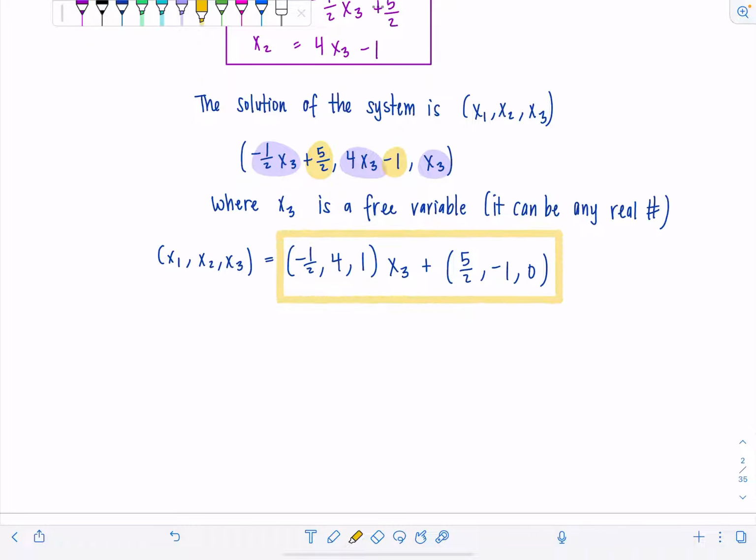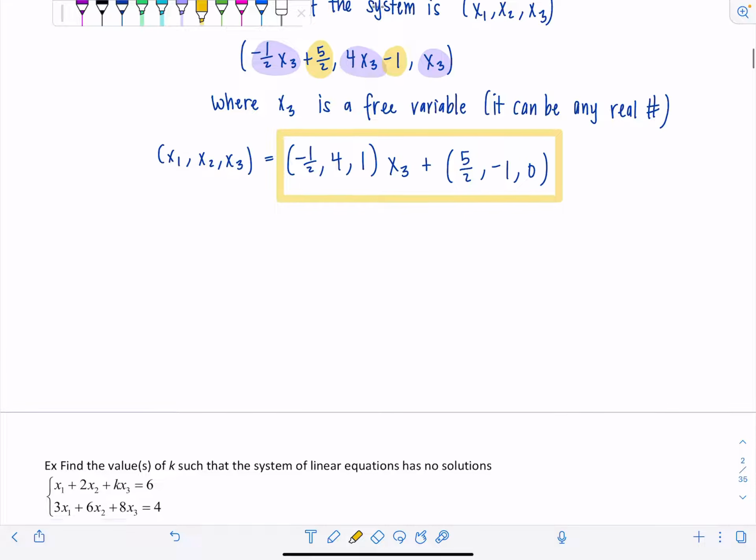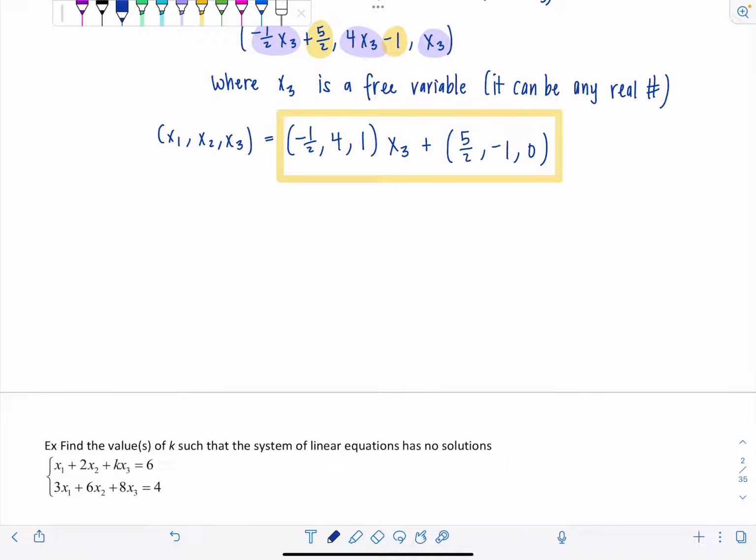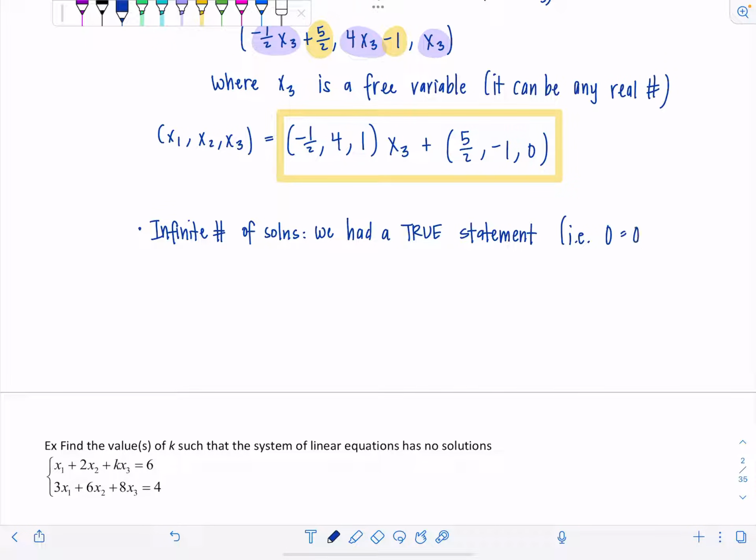So to summarize, remember there were 3 possible scenarios when you're solving systems of equations, and this is one of the ones where we had an infinite number of solutions. So what helped us conclude that we had an infinite number of solutions? We had a true statement result in one of our equations. For example, we had 0 = 0. You could alternatively have like 5 = 5, 2 = 2, same thing.